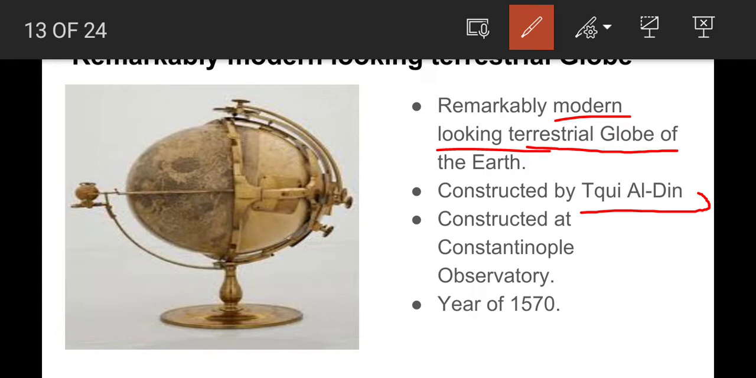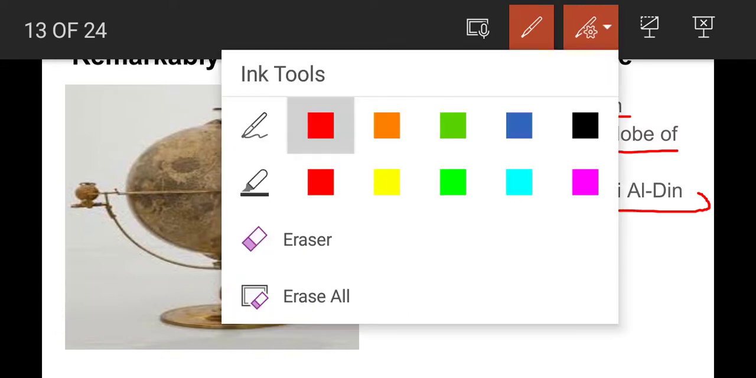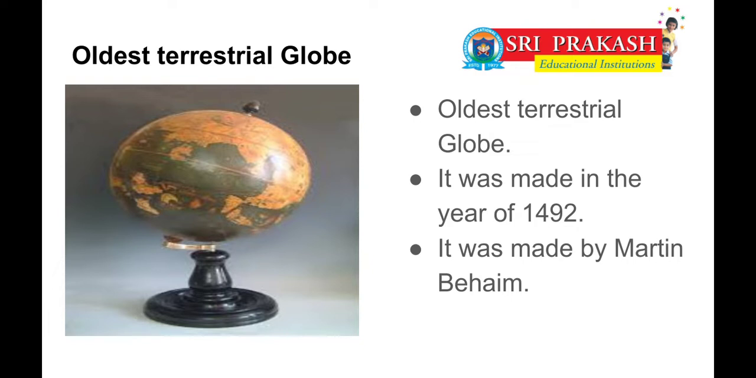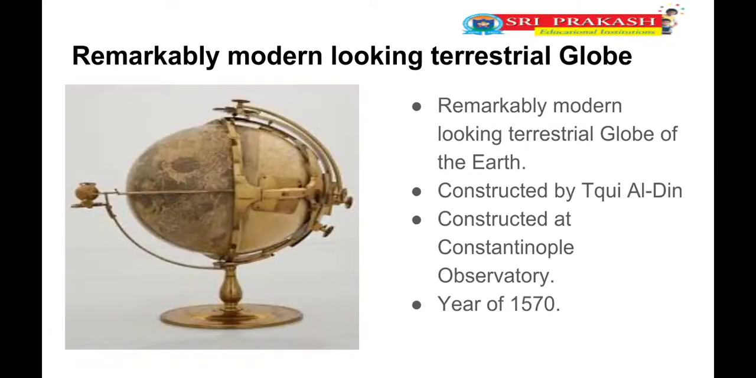In which year? 1570. So this is a remarkably modern looking terrestrial globe. What is the globe, children? Terrestrial globe. Who prepared this? Taqi al-Din. Which year? 1570. This is very, very important. Two globes we discussed. The first one is the oldest terrestrial globe. The second one is the modern looking terrestrial globe.